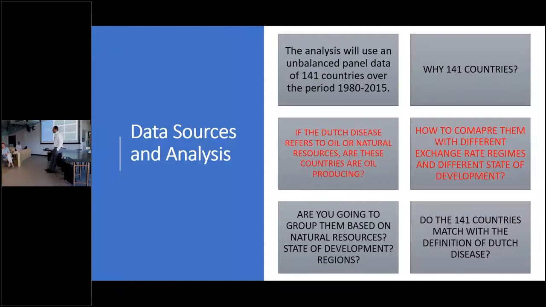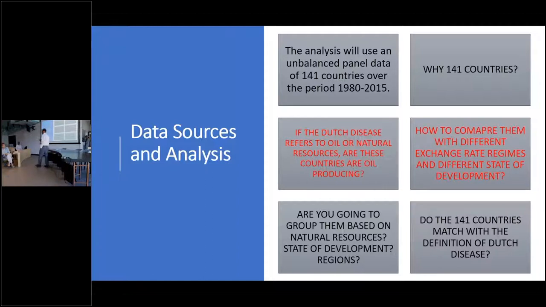Look, I'm saying, as I mentioned, that some rich countries have benefited from their natural resources, for example, Norway, Canada, and the United States. So, wouldn't that be enough to compare an oil-rich country without Dutch disease and an oil-rich country with Dutch disease, instead of comparing all these countries, where some of them have oil, and some of them don't have oil?